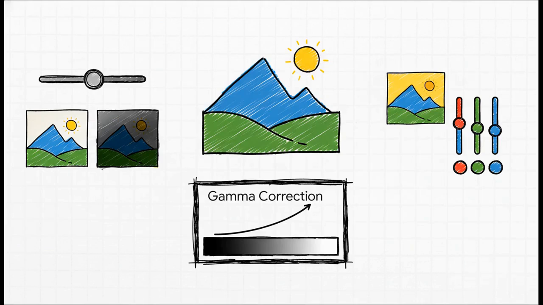Things like brightness and contrast, pretty straightforward, right? Then there's something called gamma correction, which is like a more advanced way to control the balance between the dark shadows and the bright highlights. And color balance is a lifesaver. You know when you take a photo indoors and everything looks kind of yellow? Color balance lets you fix that by adjusting the overall red, green, and blue tones to make it look natural again.